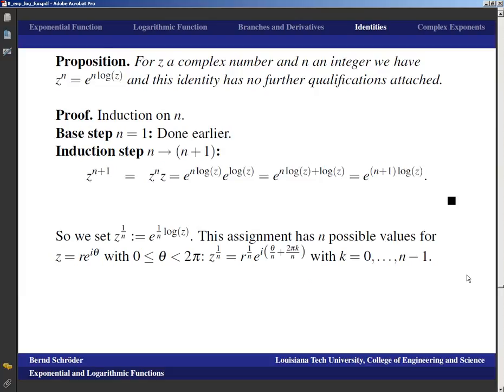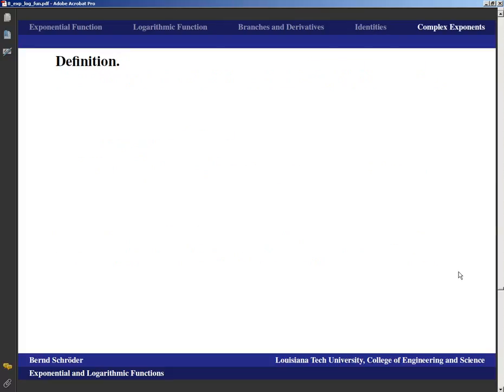So that is something new, because on the real line, every number had one odd root, and every positive number had two even roots. In the complex plane, every complex number has n distinct roots except for 0, which of course has just 0 itself as root.